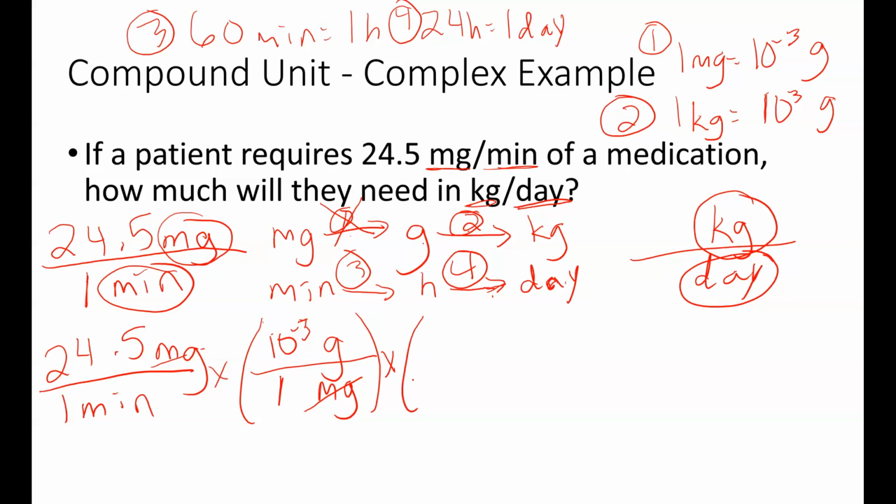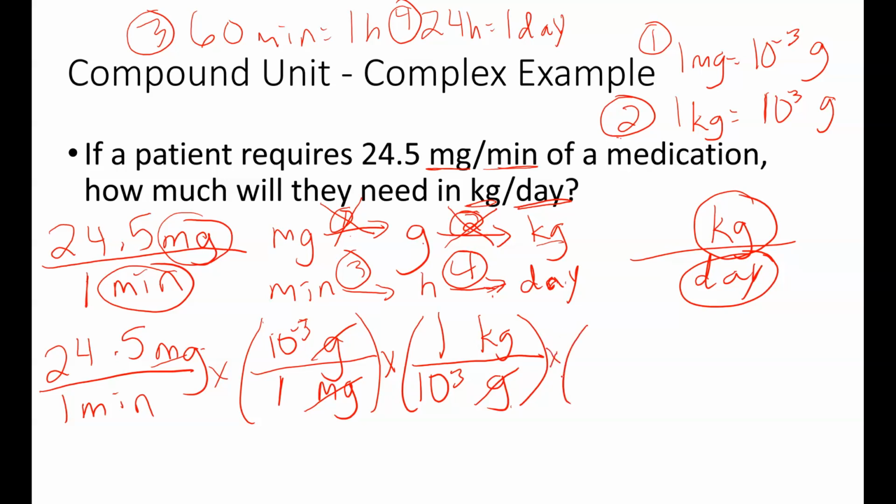My step number 2, I have grams. I want kilograms. My grams are at the top here, so I need to be on the bottom here, kilograms on the top. Look at my equivalents to figure out what my conversion factor would be. 1 goes with my kilograms, 10 to the third with my grams. Grams are going to cancel out. That's going to take care of step number 2.